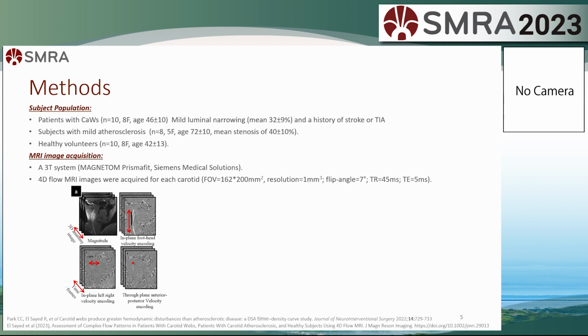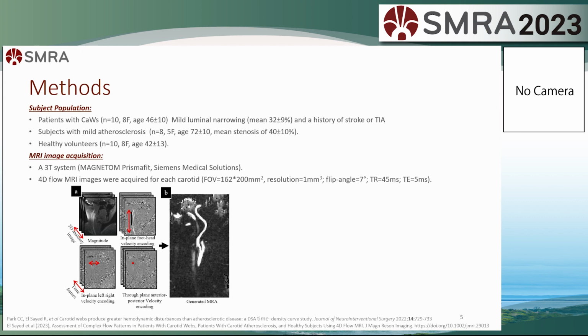4D flow MRI images are 4 sets of images. They're acquired in a 3D volume and 3 different velocity directions: foot-head, left-right, and anterior-posterior, and through time. So we have around 24 time frames in the specific sets of images, and we combined these images to generate our MRA images.